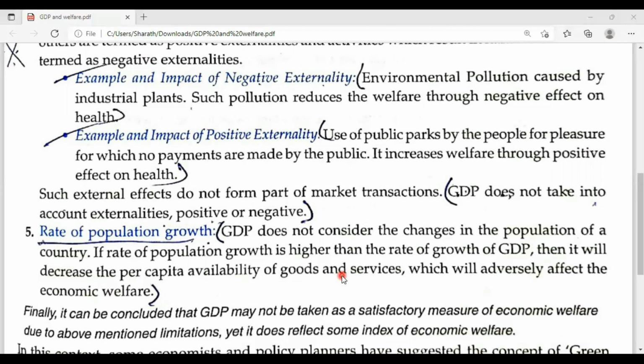That area has been totally neglected, because when there is an increase in population growth, obviously per capita availability of goods and services will decline. This will adversely affect economic welfare. This is another limitation we could see in GDP. From these five limitations, we could say that GDP is not a satisfactory measure of economic welfare. But even so, till now they are considering GDP as an index of economic welfare.